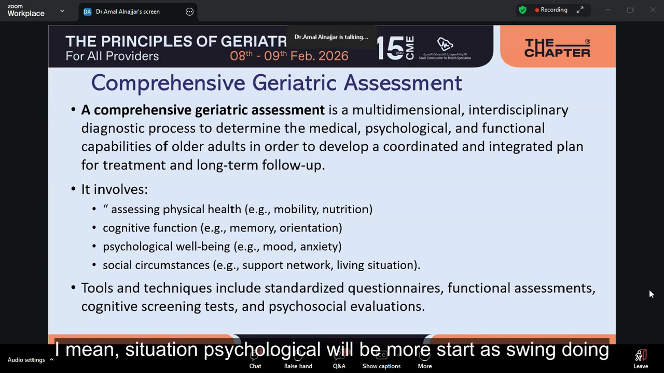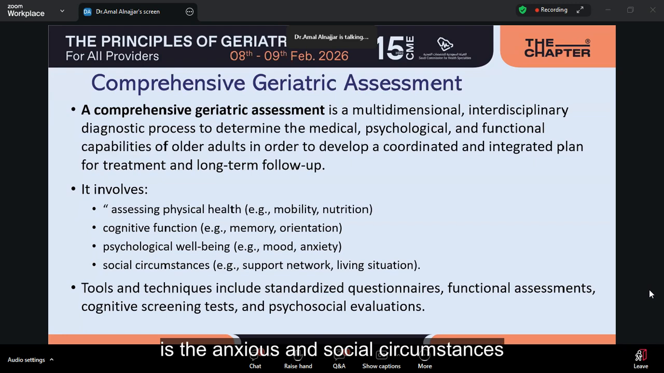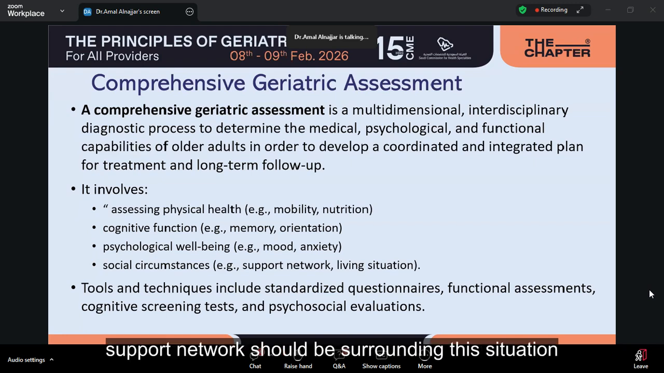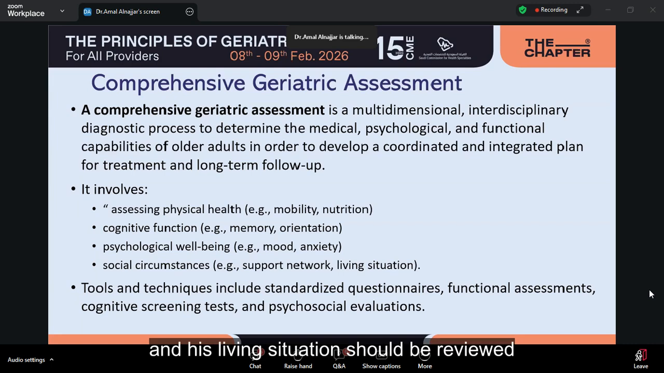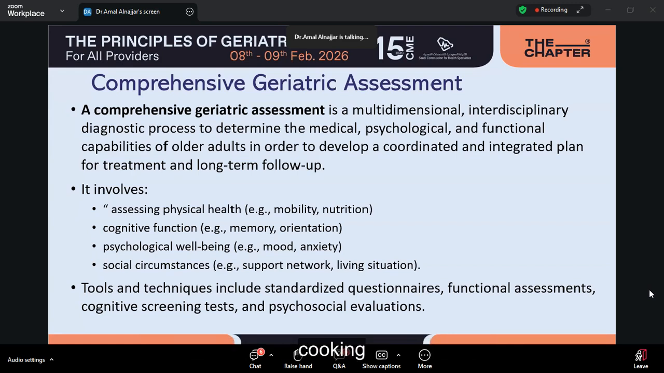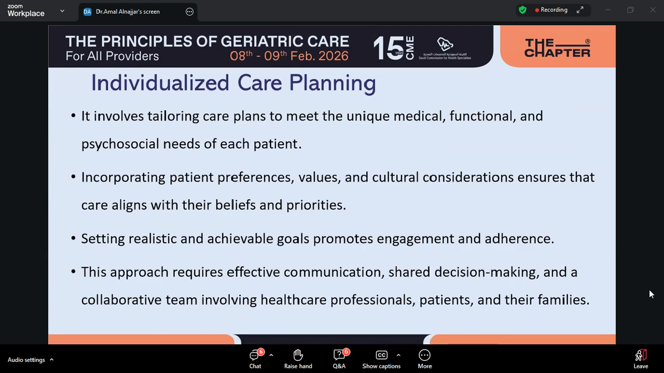situation, psychological well-being, his mood status, swings, is he anxious, and social circumstances. The support network surrounding this patient should be considered, and his living situation should be reviewed. Tools and techniques include standardized questionnaires, functional assessment, cognitive screening tests, and psychological evaluation, which are usually used for this type of population.